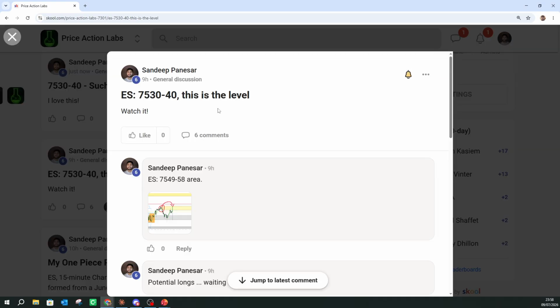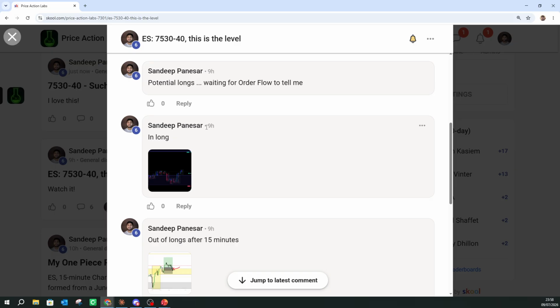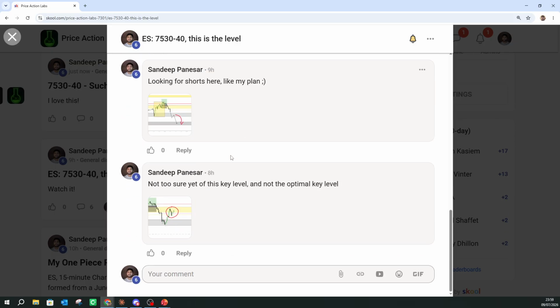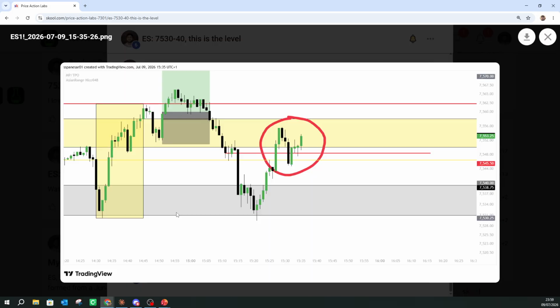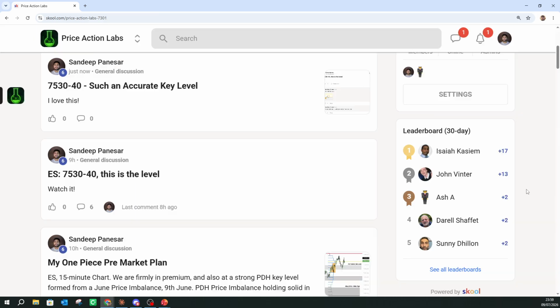So 75.30 to 40, watch it. And all of you on your back testing, I want you to go and back test this level. Not this level here, this is the break even. This level here, which I unfortunately could not really take huge advantage of, but it was a fantastic move. Why was this key level at 75.40 to 30 so significant? Like, why?